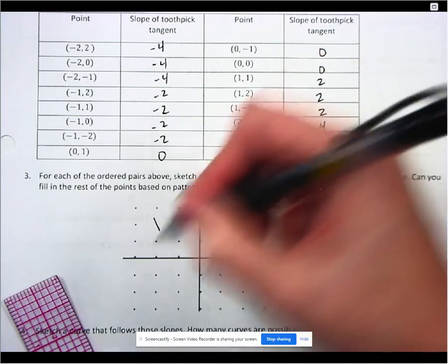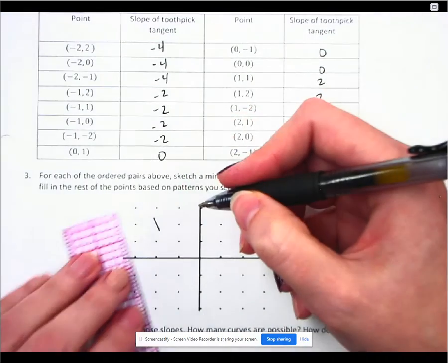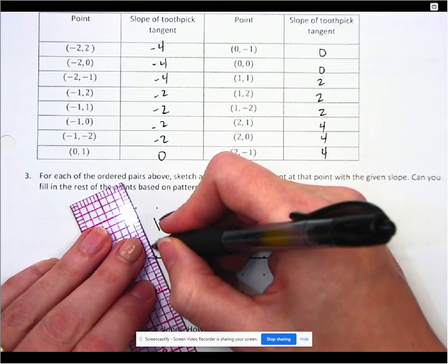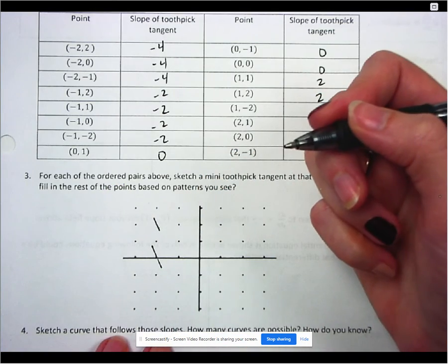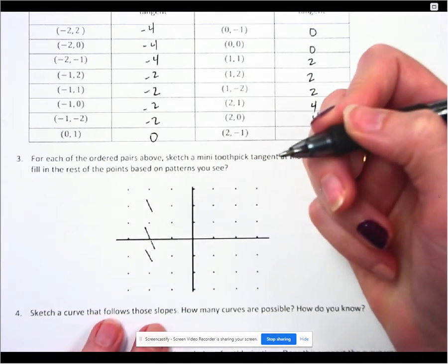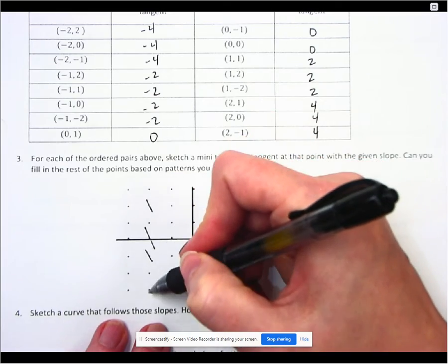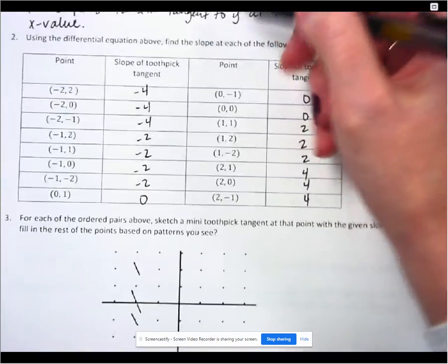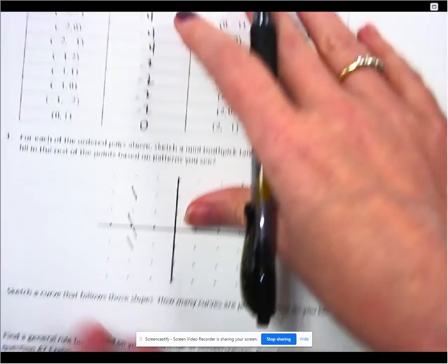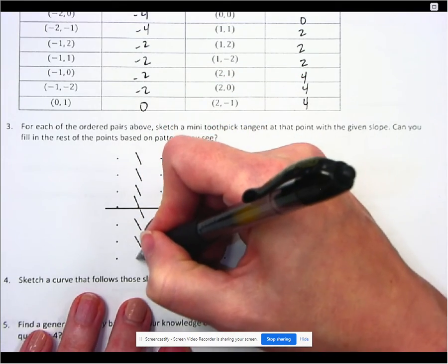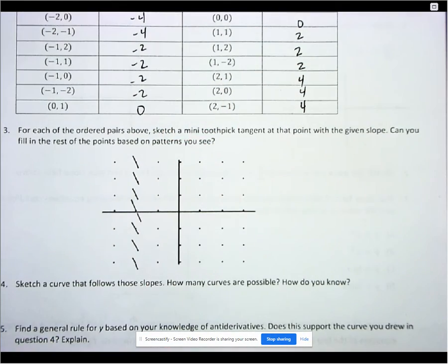All right, then at -2, 0, same thing. And then at -2, -1, same thing. I'm just going to kind of mock it. All of those in that vertical line have an x of -2. So when we put them in, they're all going to give us -4. So that whole vertical line should be a slope of -4. I didn't draw that perfectly, but slope fields aren't perfect.